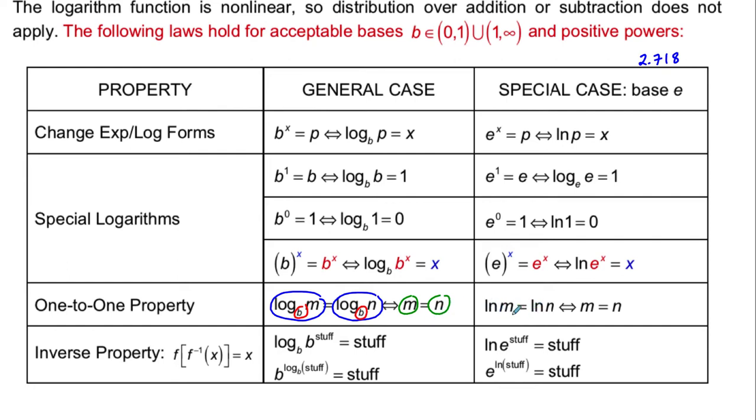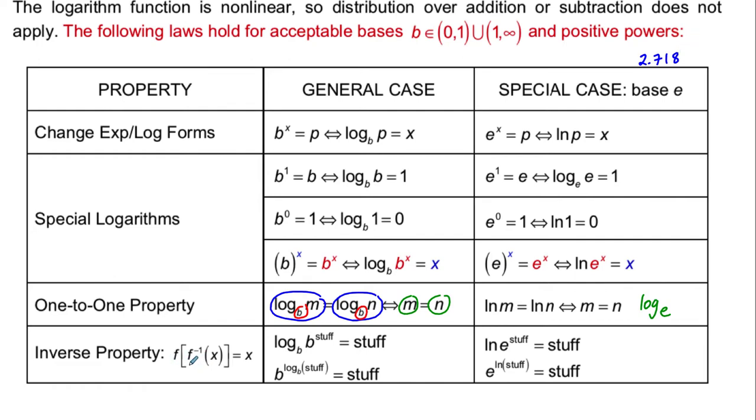Now the same thing happens over here. ln is just another way of writing log base e. So each of these properties for base e is just a natural consequence of replacing b with e. And again, e is approximately 2.718.